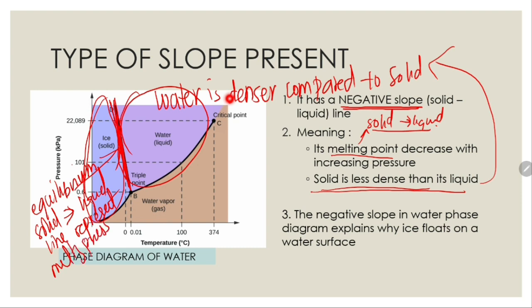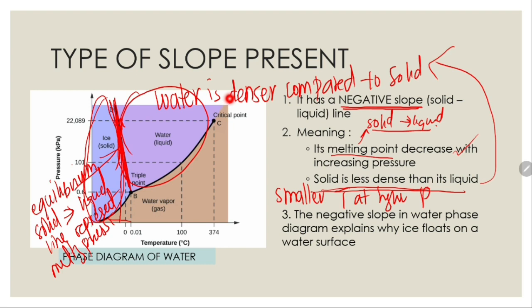Okay, so if it's a negative slope, it shows that the melting point decreases with increasing pressure, as you can see from here. This line is slanting to the left, so temperature is getting smaller at higher pressure. So smaller T at higher P means the melting point decreases with increasing pressure.